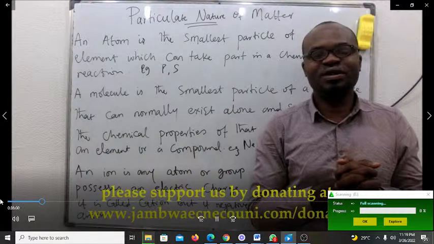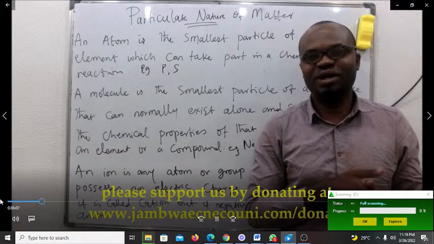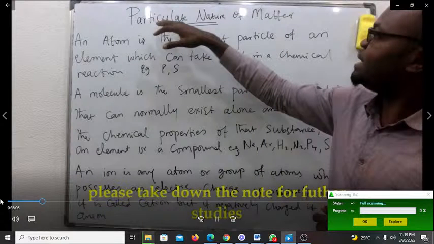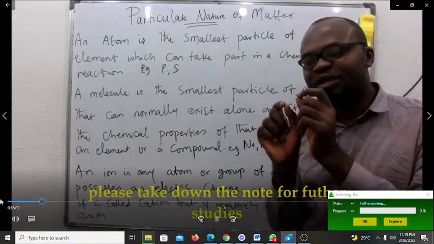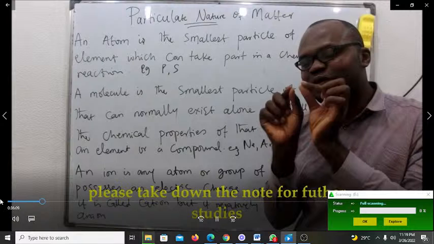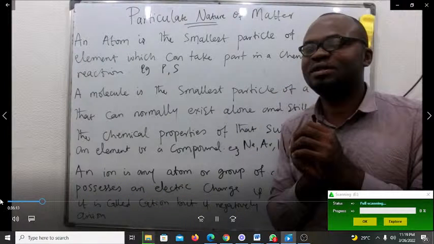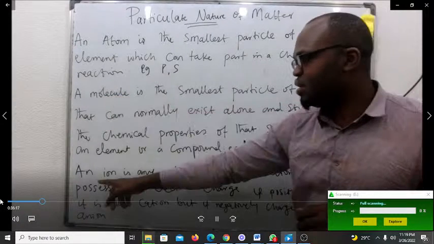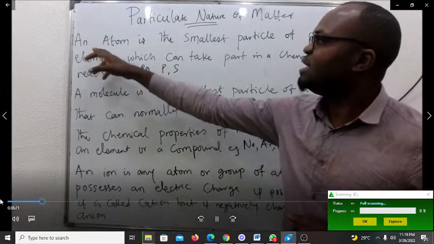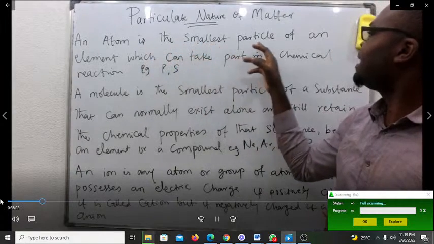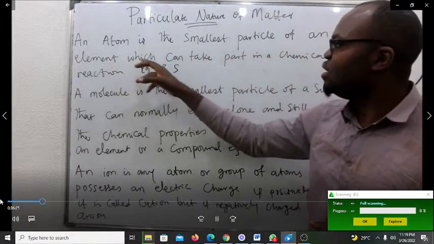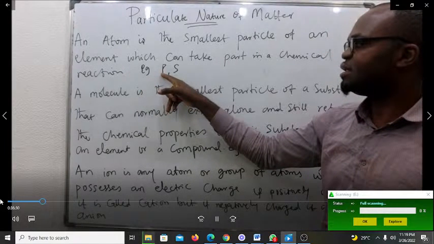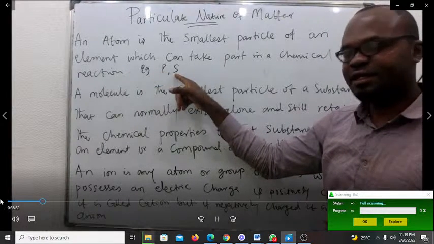Now we're going to look at these concepts one by one. So we are looking at the particulate nature of matter, how matter is actually made up of small particles. These discrete small particles can either be atom, molecule, or ion. Now, an atom is the smallest particle of an element which can take part in a chemical reaction. You can see this is phosphorus atom P, this is sulfur atom S.